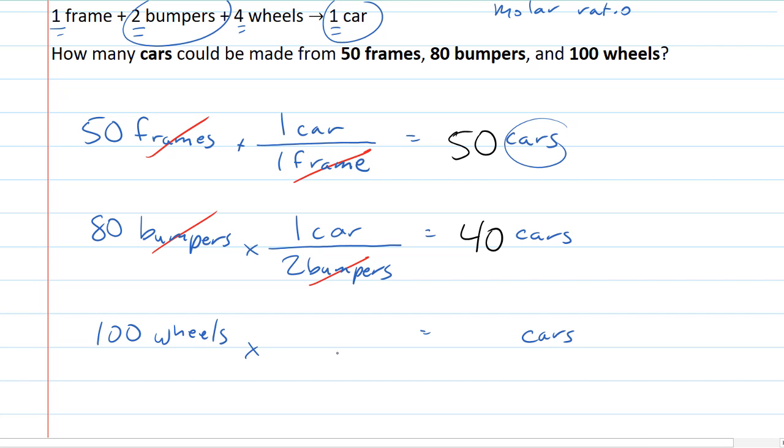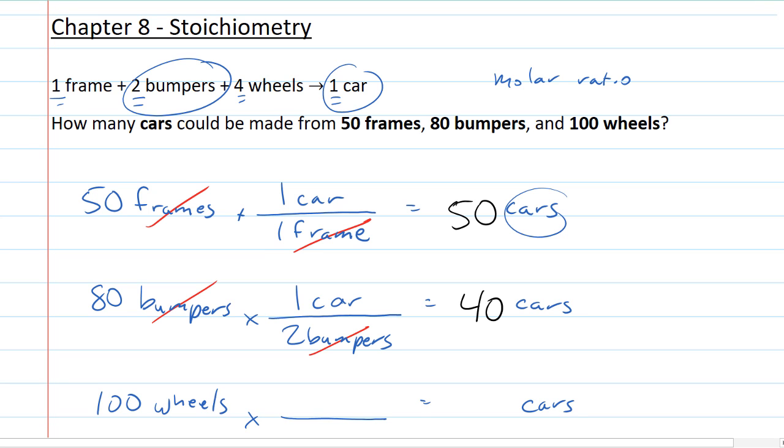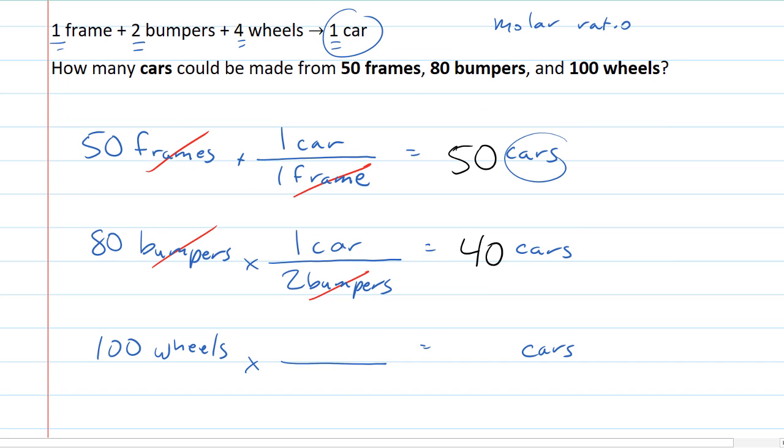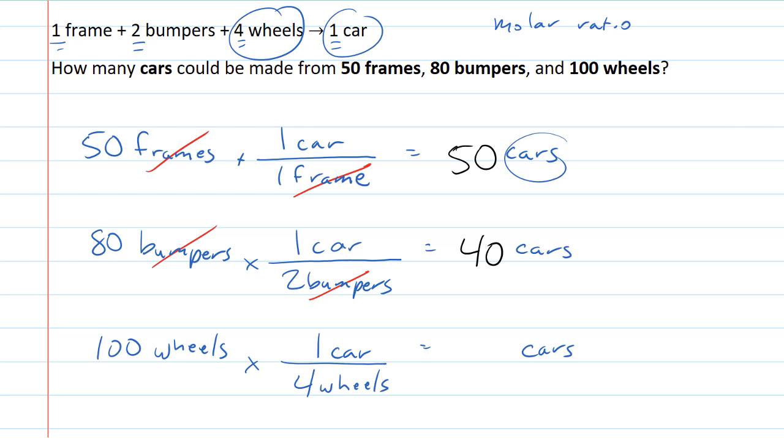If we do the next one, we look at the coefficients on the bottom, we'd put in 4 wheels. On the top, we'd put in 1 car. We put these in because, again, if we look at these coefficients, the ratio here is 4 to 1. So there's 4 wheels for every 1 car. And so what we're doing really is we're using this molar ratio as a conversion factor. If we multiply this out, we wind up with an answer of 25 cars.